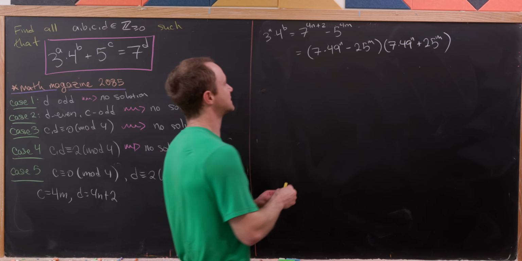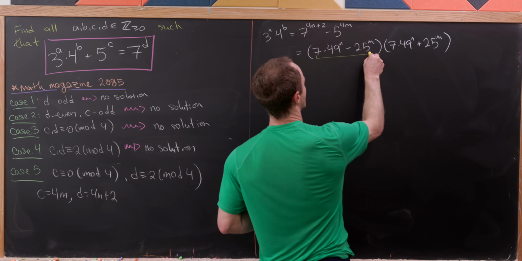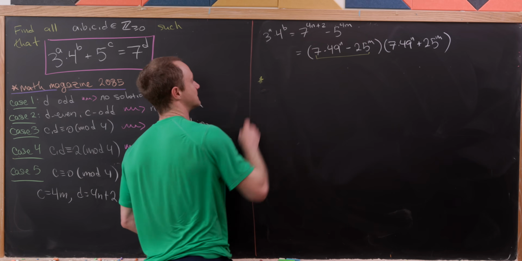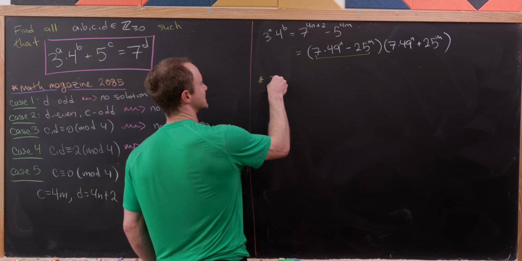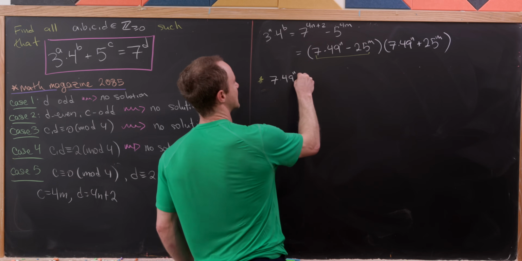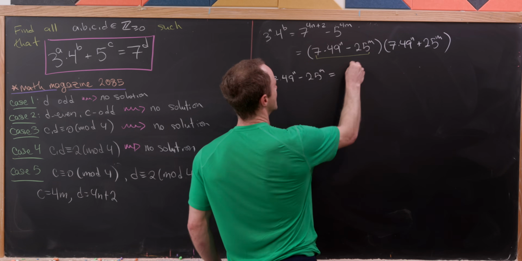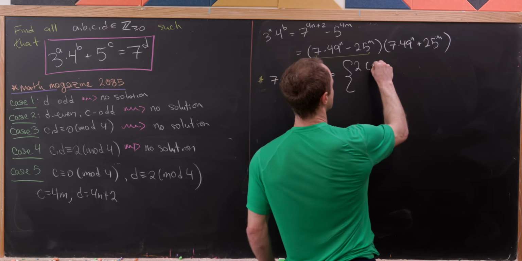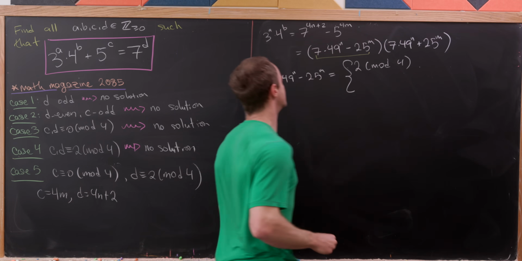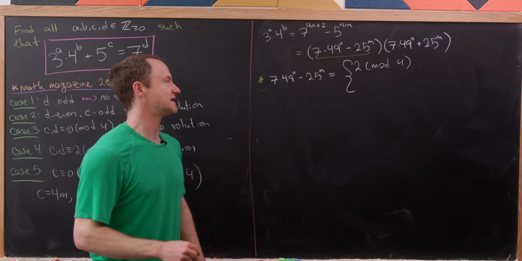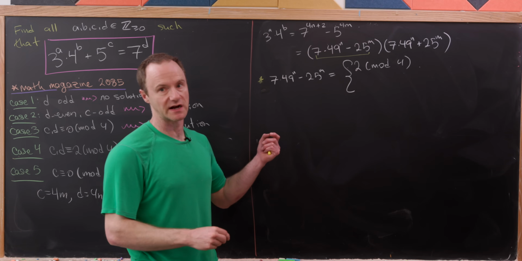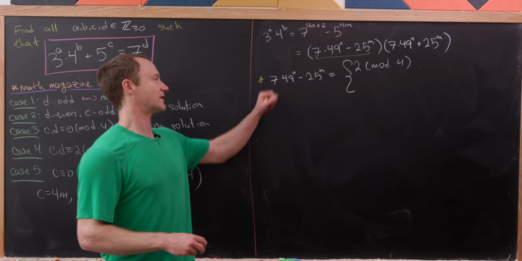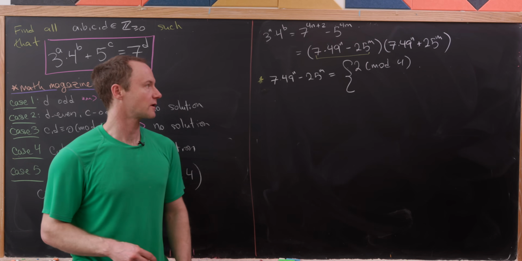And now what I want to do is focus on this first term a little bit, the one with the minus sign. And let's see if we can explore that. So let's observe that 7 times 49 to the n minus 25 to the m will reduce to 2 mod 4. So how do we see that it's 2 mod 4? Well, let's see. 49 to the n is 1 mod 4 because 49 is 1 mod 4, and 25 is also 1 mod 4. 7 is 3 mod 4, so we've got 3 minus 1 or 2 mod 4.